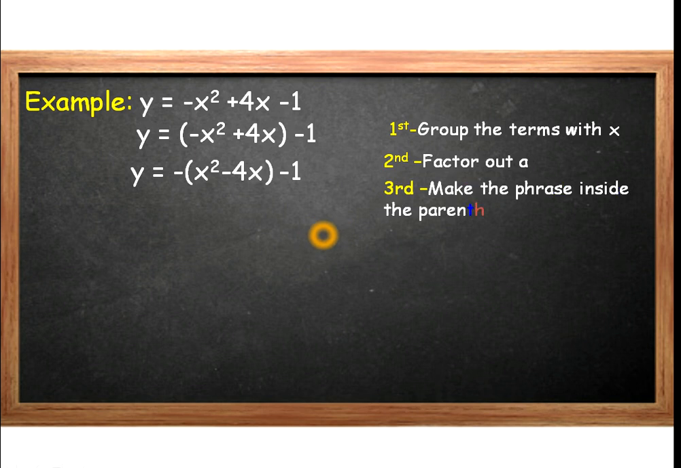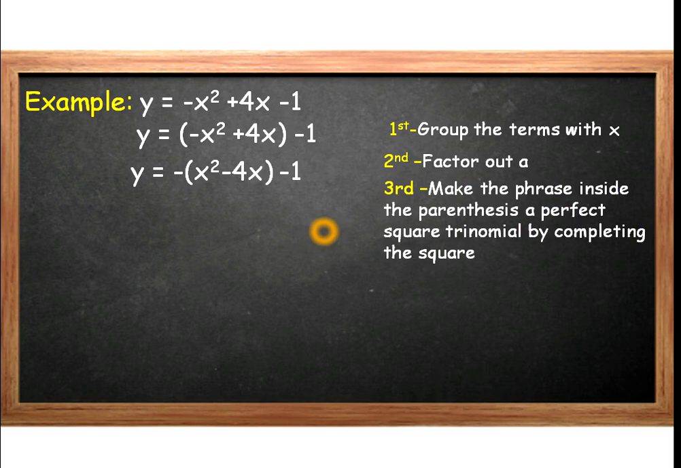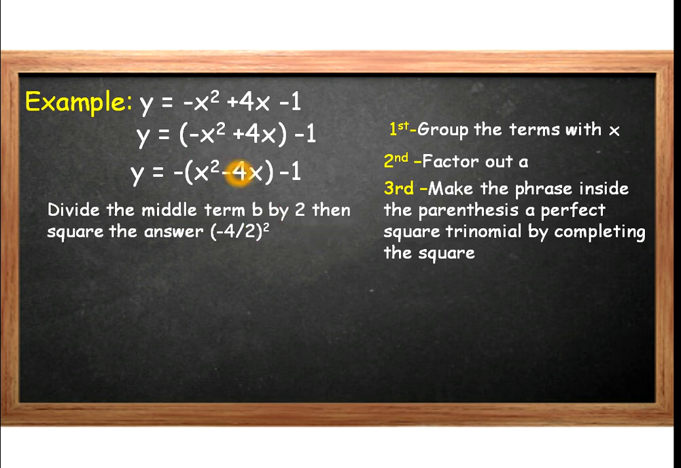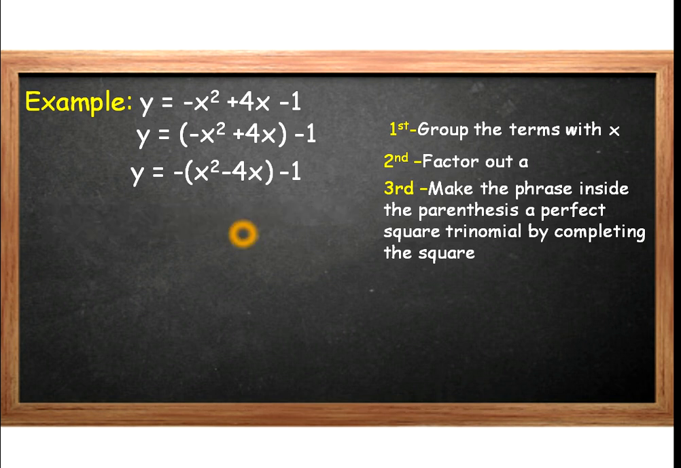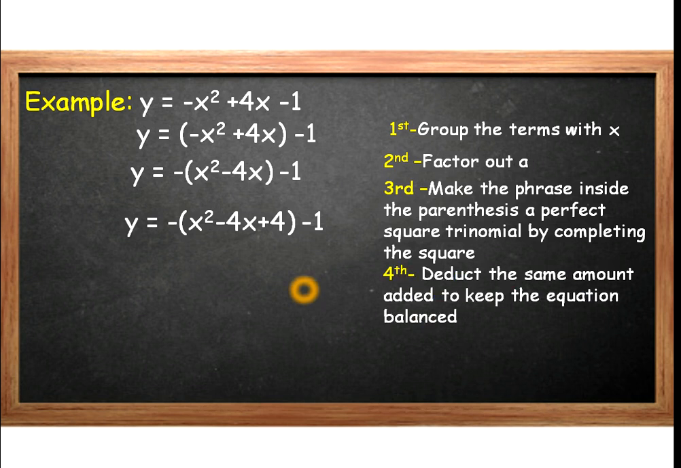The third step is we have to make the phrase inside the parentheses a perfect square trinomial by the completing the square method. In this case, the middle term negative 4 divided by 2 will give us the answer of negative 2, and negative 2 squared is equal to positive 4. Thus, we will have the equation y is equal to negative quantity of x squared minus 4x plus 4 minus 1. The fourth step is we have to deduct the same amount we added to keep the equation balanced. Since we added 4 multiplied by negative 1, we actually added negative 4. To keep it balanced, we have to add positive 4 to the equation.